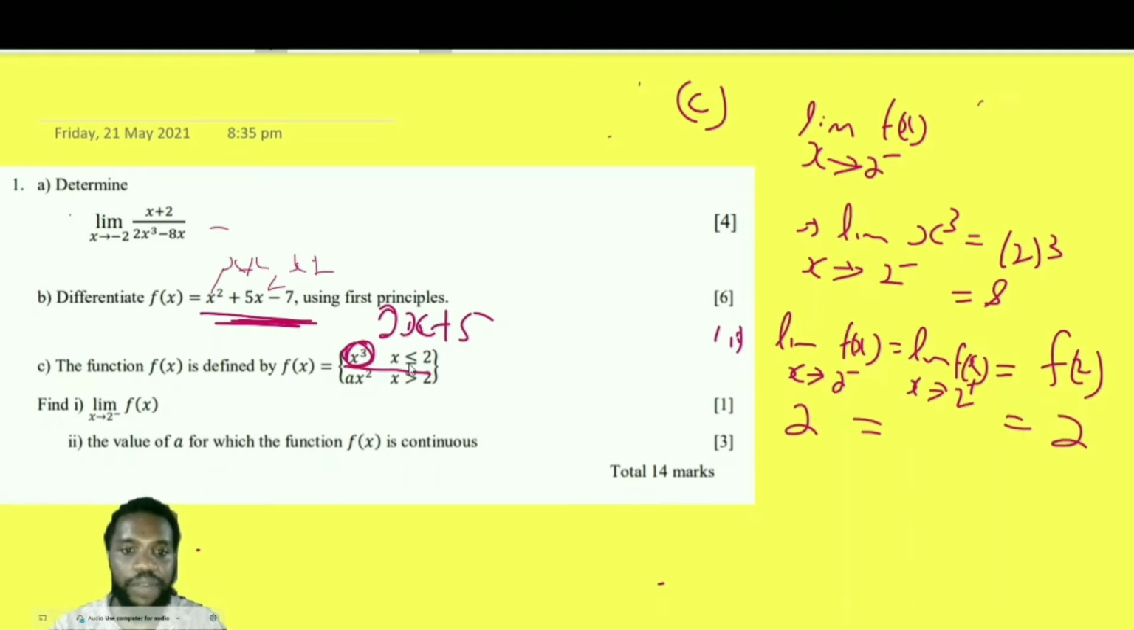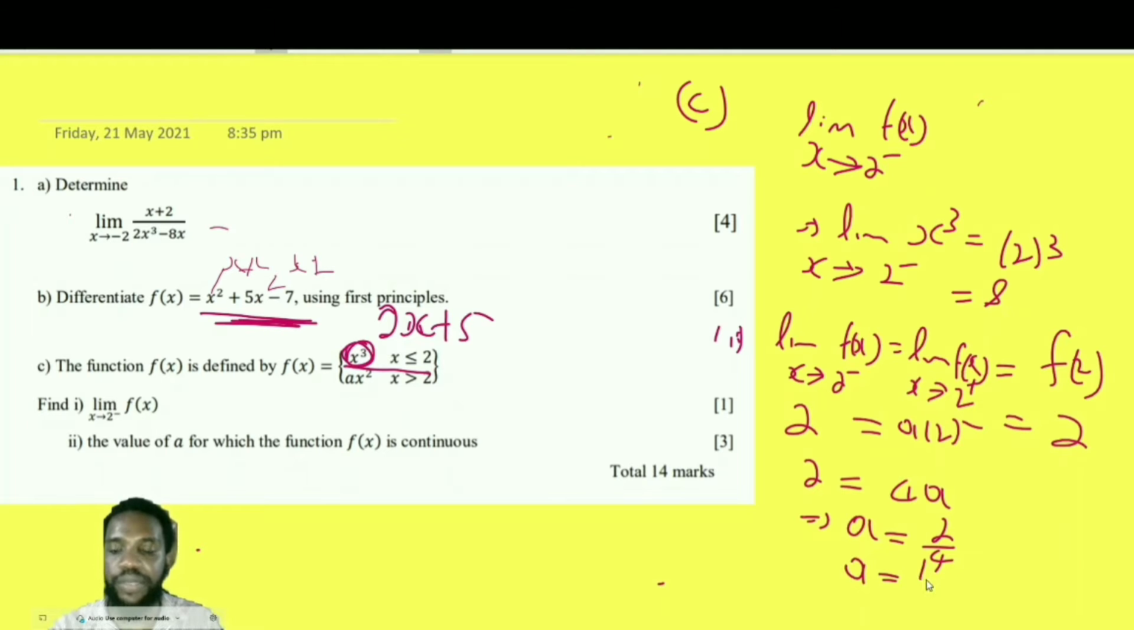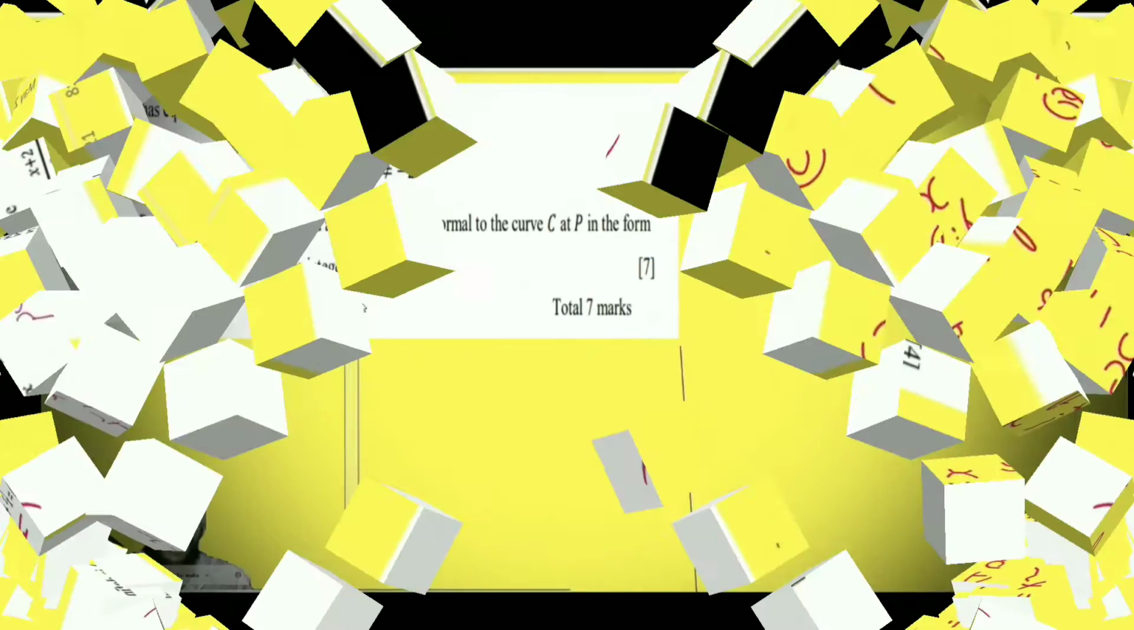Now from the right, of course, I'm looking for x to be greater than 2. So I'm going to be using this function here. So I'm going to have a times 2 squared. Good? So I'm going to have 8 equal to 4a, which implies that a must be equal to 8 over 4. A is equal to 2. And that's how we deal with that part here.